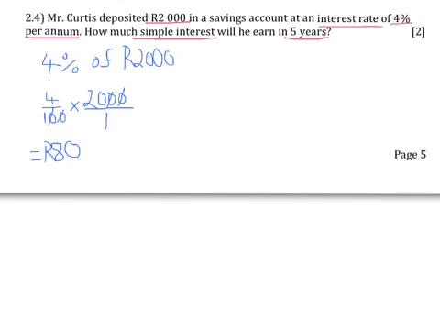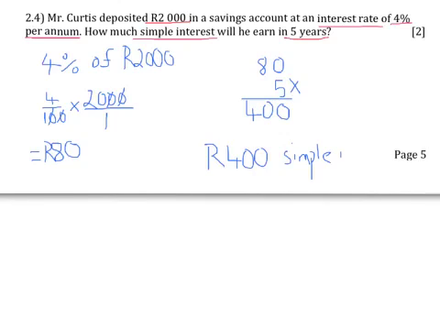But the question was, how much will he earn in 5 years? So all we then need to do is take the 80 and multiply it by 5. So that is just going to be 0, and 8 times 5 is 40. So he'll effectively earn 400 Rand simple interest.